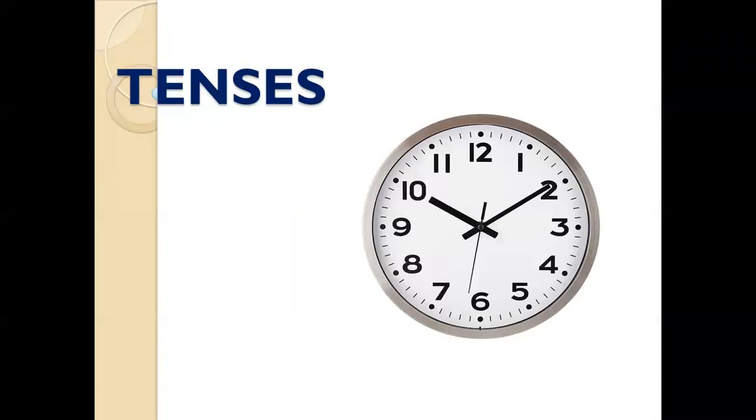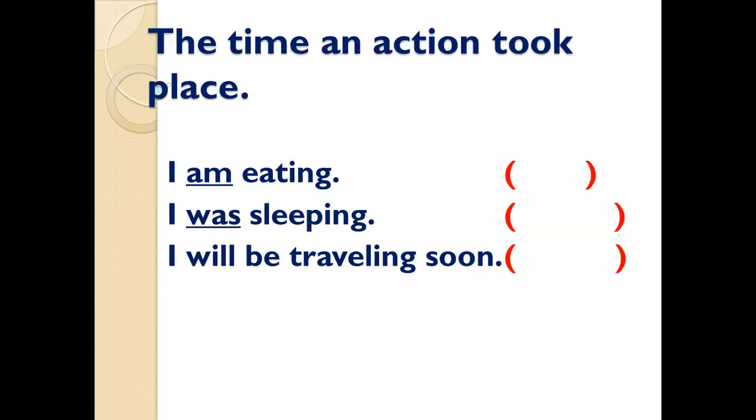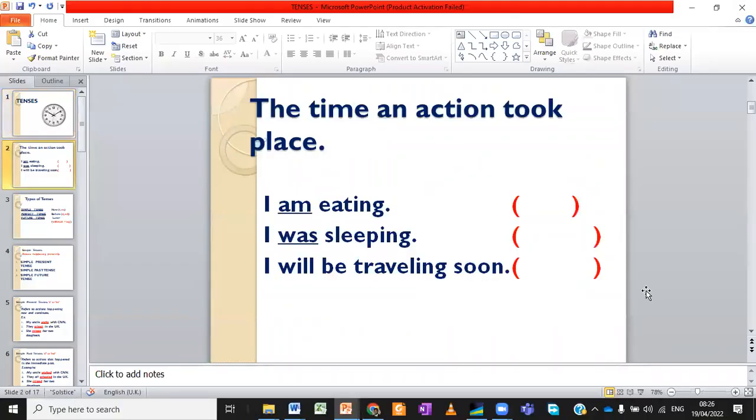Okay, tenses simply means time, the time an action took place. Now, when we talk about tenses, we're actually referring to verbs. Tenses are verbs that tell you when an action took place. For example, when you say, I am eating, when does this action take place? Right now. Like now, good.